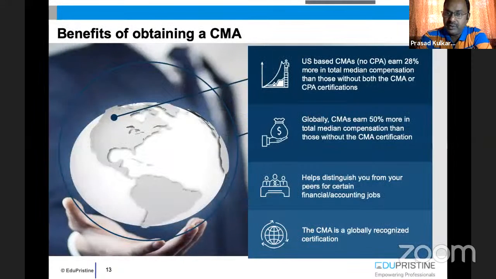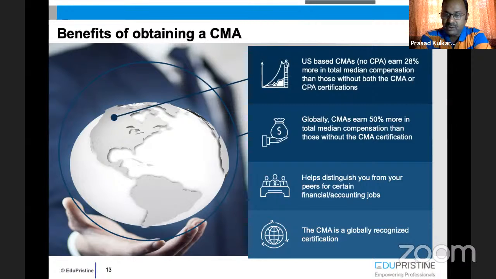Benefits. Again, US-based CMAs earn more compensation. I don't want to overemphasize, but that's a fact. CMAs earn pretty well, very good. Globally, CMAs earn 50% more in the total median compensation than those without CMA certification. That's a mighty high number, a mighty good number. Okay, 50% more is huge, right?